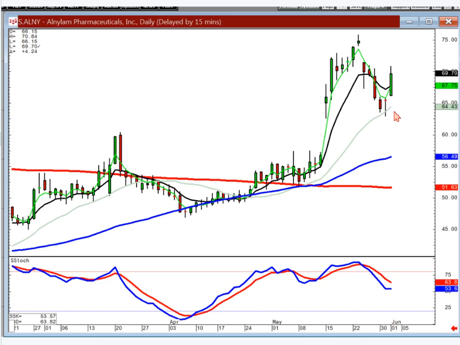ALNY, Morningstar signal off the 20. J-hook pattern coming out of a fry pan bottom. That's your classic. That one can be bought.